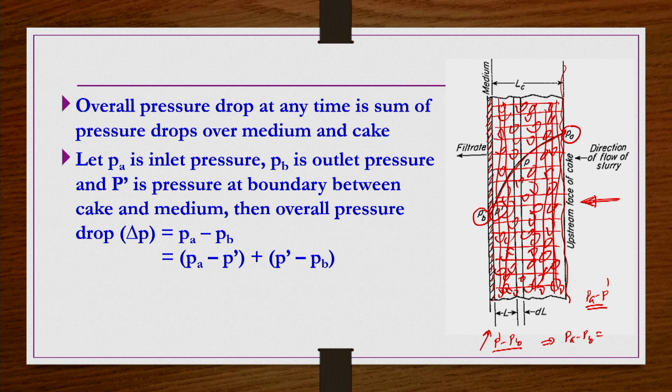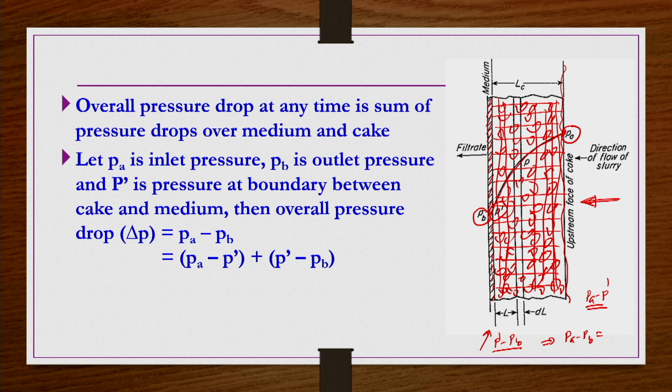So at that layer the pressure is Pa, and Pb is the outlet pressure, that is at the filtrate side, whatever the pressure is there. P prime is the pressure at the bottom boundary between the cake and the filter medium, at that interface the pressure is P prime. Pa you can measure, Pb you can measure experimentally if you want, but P prime is not possible to measure so easily.